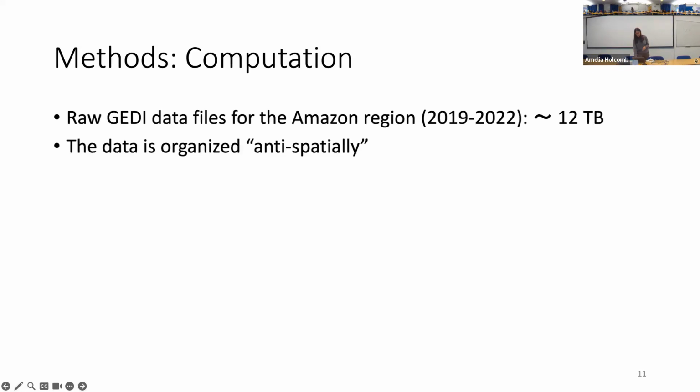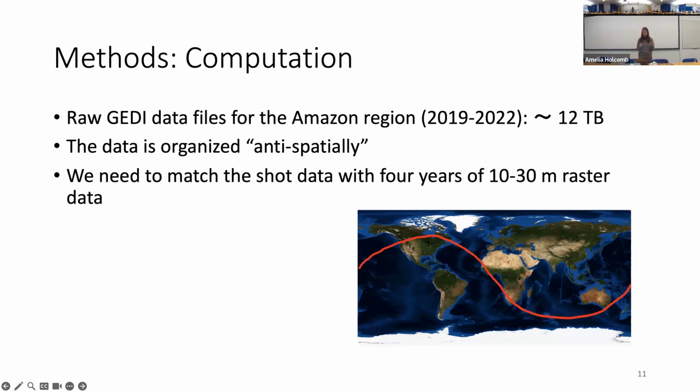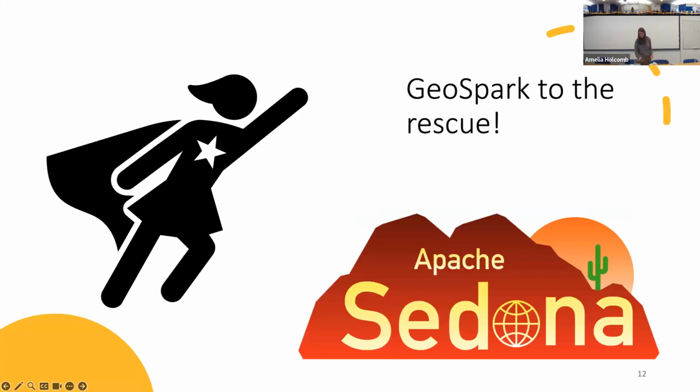Those raw files are organized in a way that I affectionately call anti-spatial. Every raw file corresponds to one orbit of the International Space Station, which means it's basically a line of data points. So if I want to find all the shots that are within 40 meters of some location, I have to look for them in tons of different files. And finally, even once we've done that, we still need to match the shot data with 4 years of 10 to 30 meter resolution raster data. So this is a huge computational problem.